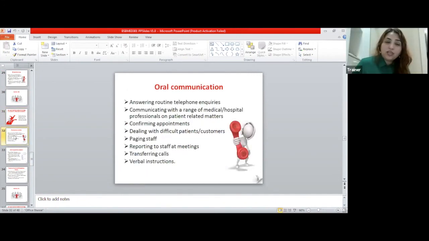Oral communication: answering routine telephone inquiries, communicating with a range of medical hospital professionals on patient-related matters, confirming appointments, dealing with difficult patients, paging staff members. Yeah, we still use pagers in the hospital. Reporting to staff at meetings, transferring calls, and verbal instructions. So these are some of those areas.